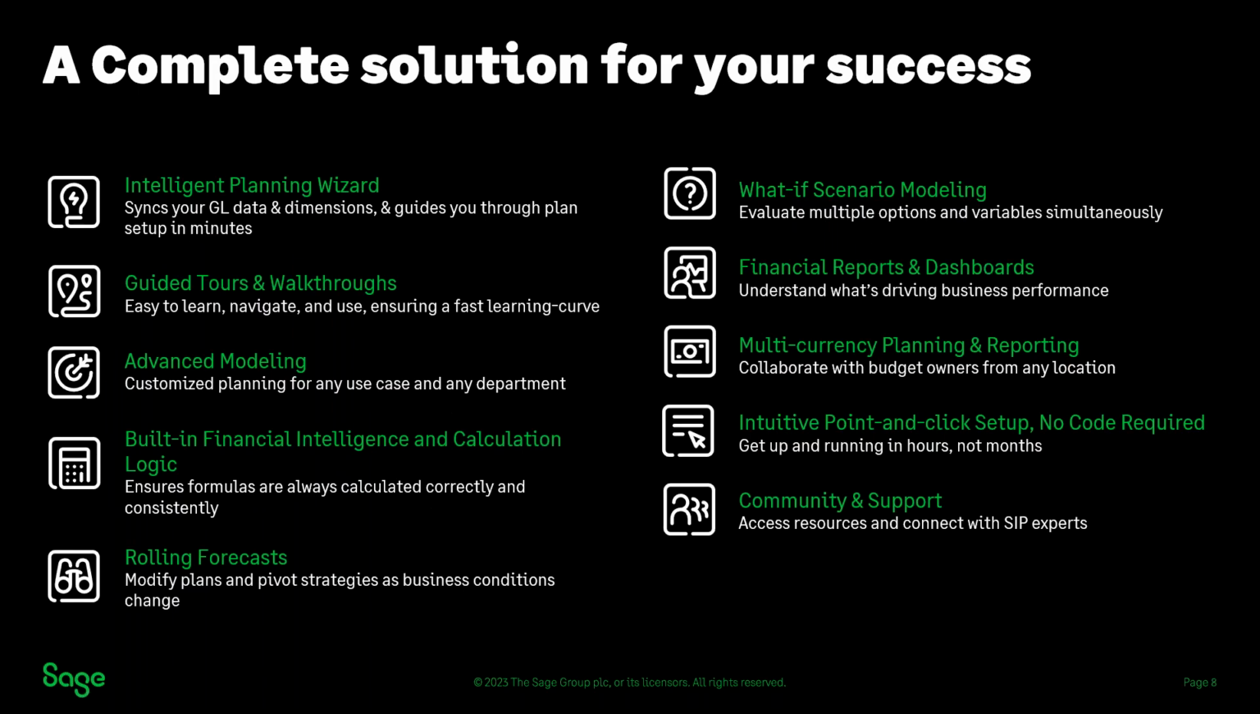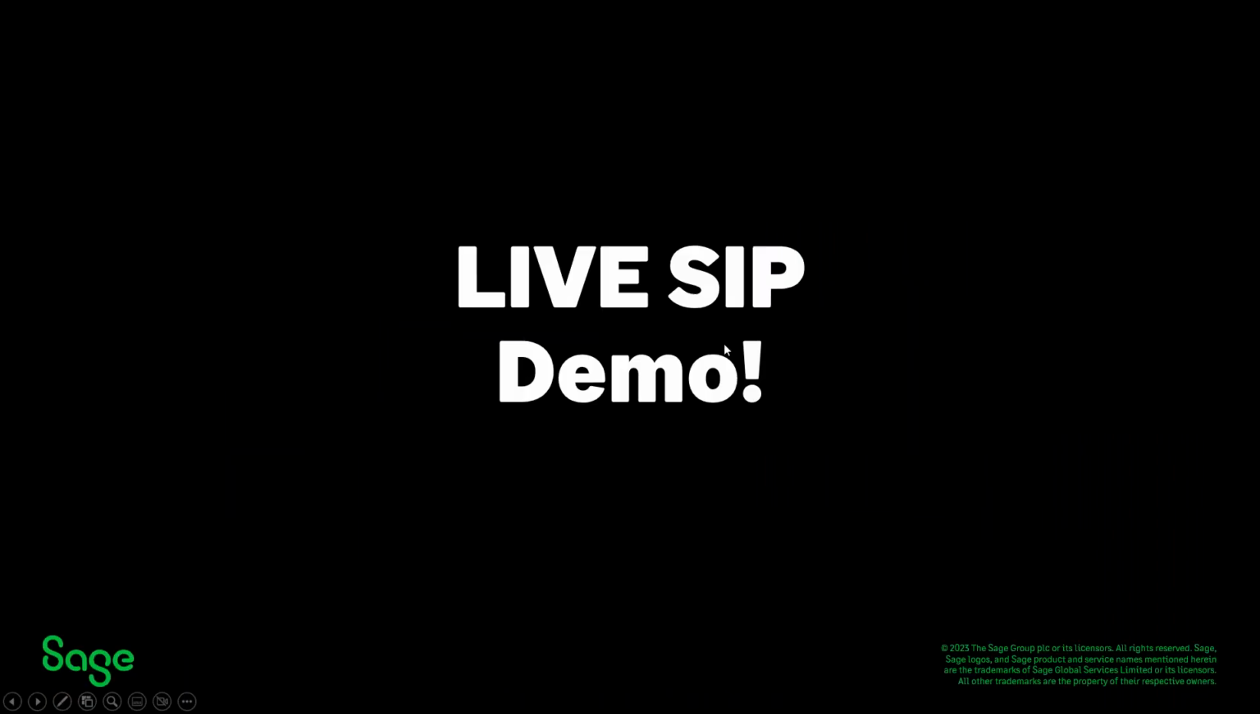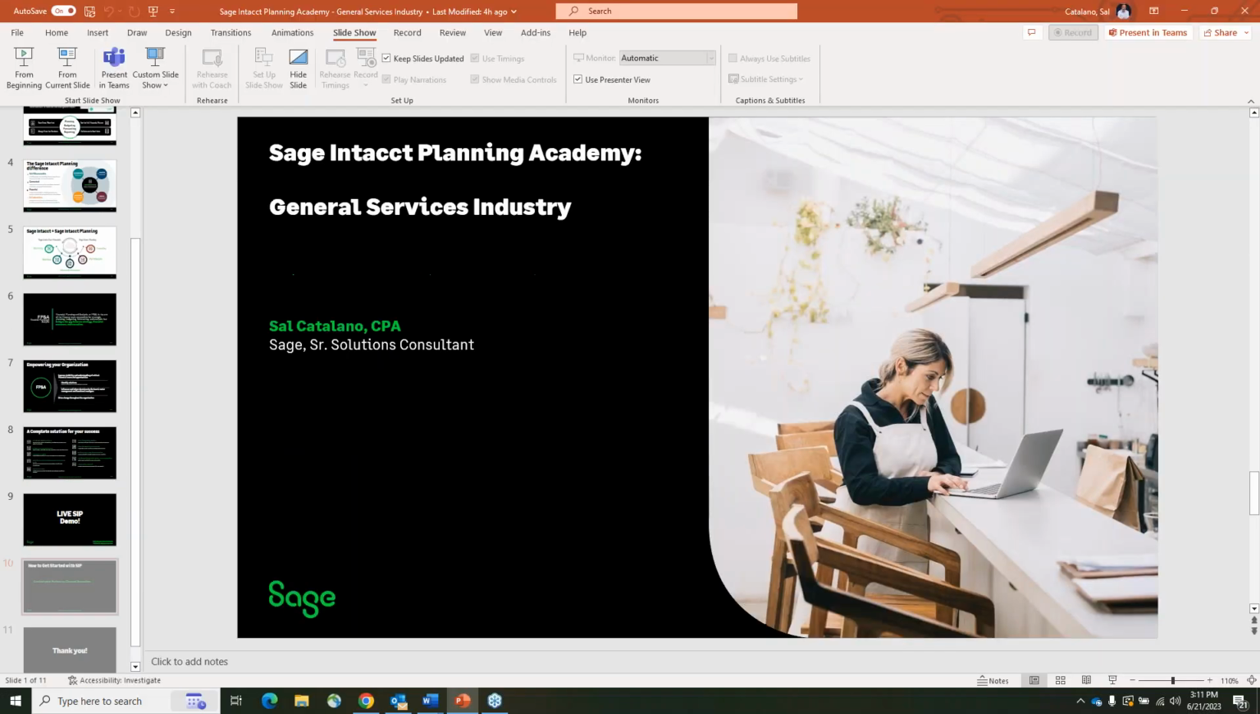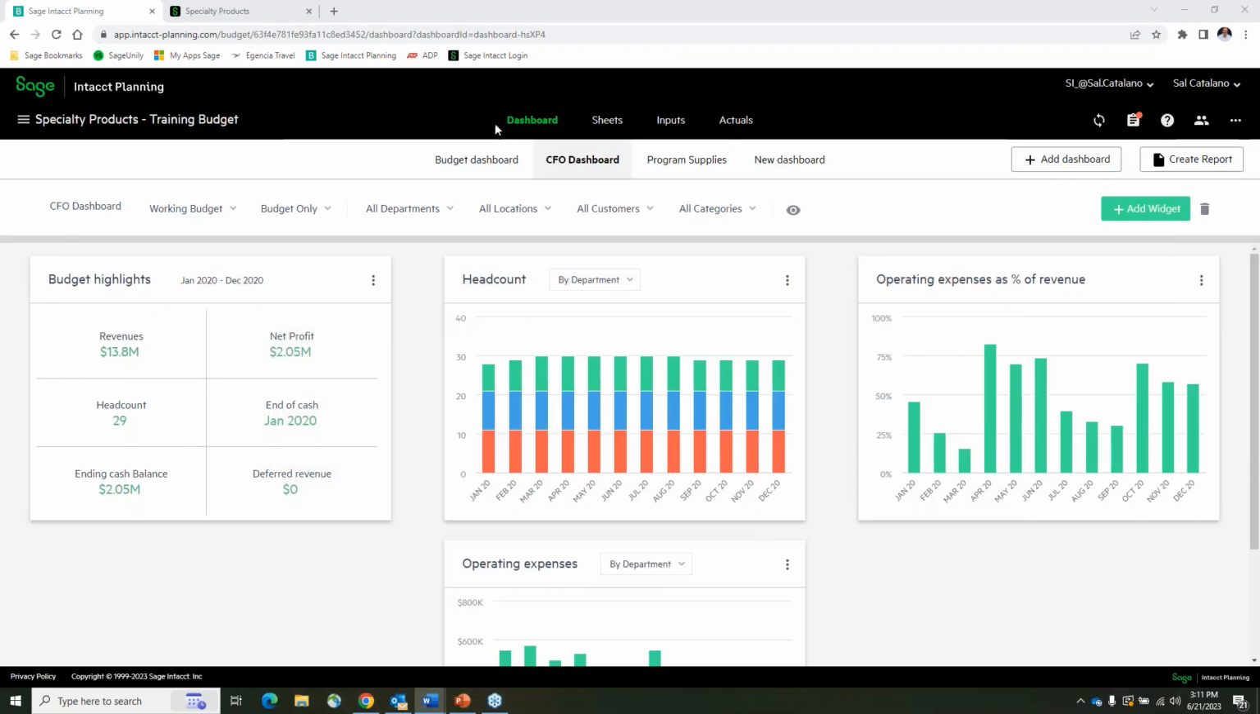Sage Intacct Planning is the complete planning solution for your organization's success. I'm not going to go line by line on this slide. I wanted to include it just to give you a summary of the benefits. The benefits that stand out to me are really the advanced modeling, the what-if scenario modeling, and the rolling forecasts. And we'll go over all of that in the demo in just a moment. Okay, with that, I am going to let this go, and now I will take you through the demo and tell you a little bit about what I've just been talking about.